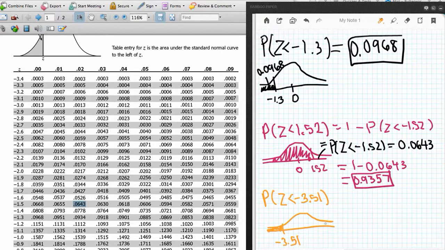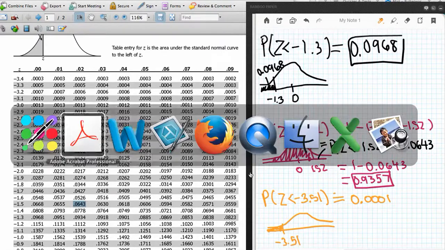They're slightly sloping off, so we don't know how fast that is. Now here we have the probability of z being less than negative 3.51. Well, that's beyond our table. So in the Triola book, they would tell you to use approximately 0.0001 for any probability that is less than negative 3.49. All right, so that is our standard normal probabilities.